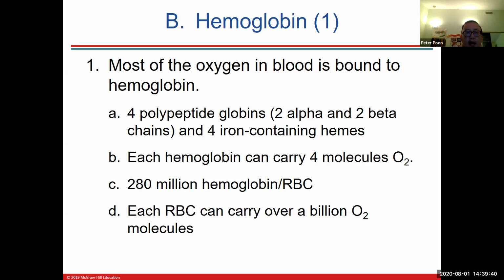Okay, so 280 million hemoglobin per red blood cell. So each red blood cell can carry four oxygen per hemoglobin. So over 1 billion oxygen molecules per red blood cell.